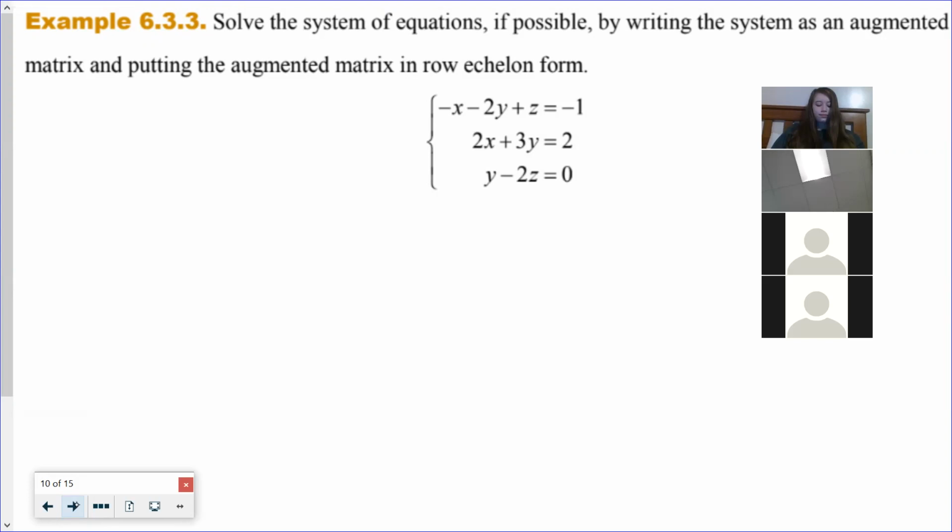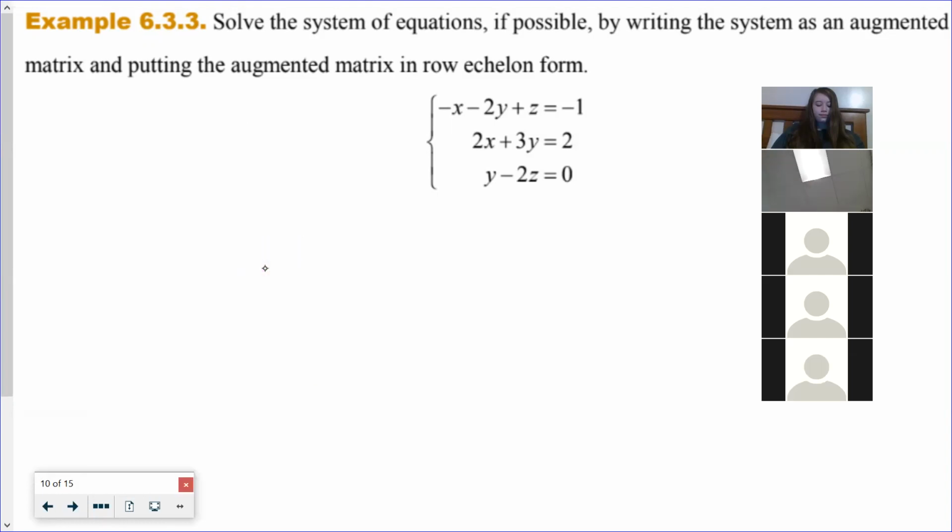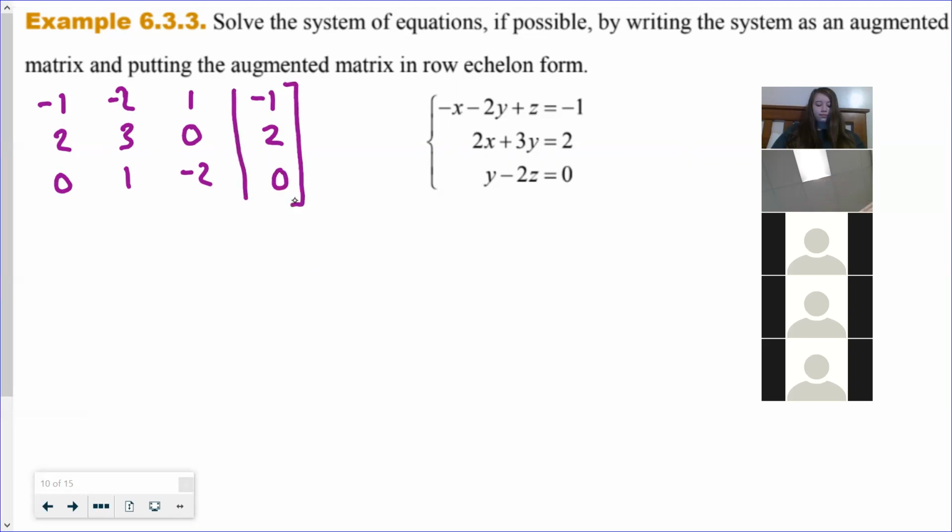All right, Jenna Lee, will you tell me how you wrote that out, please? So the first row I wrote -1, then -2, 1, and then across the line is -1. And then the second row is 2, then 3, then 0, and then across the line is 2. And then the third line is 0, 1, then -2, and across the line is 0. What do you guys think? That's spot on. So thank you, Jenna Lee.